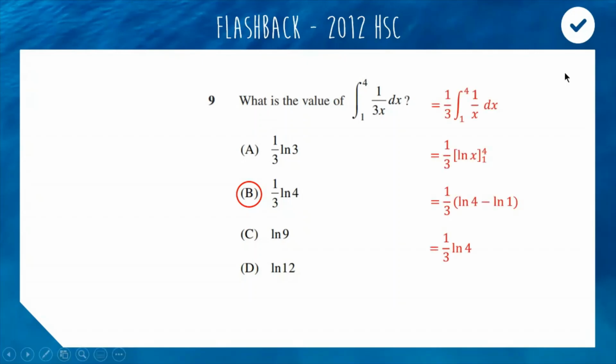Just taking the 1/3 out the front and integrating 1 on x as ln x, applying your limits, and don't forget that ln of 1 is just 0 because e to the power of 0 is 1.